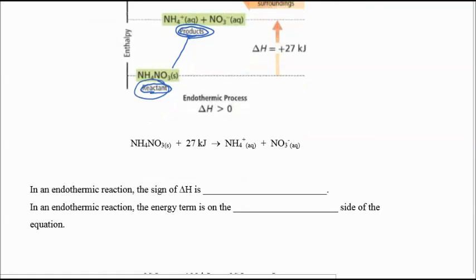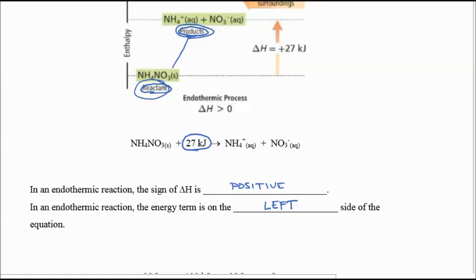In an endothermic reaction, the energy term is left of the arrow. So in an endothermic reaction, the sign of delta H is positive. In an endothermic reaction, the energy term is on the left side of an equation.